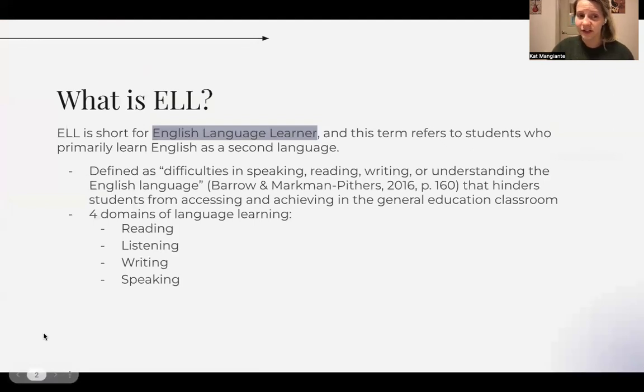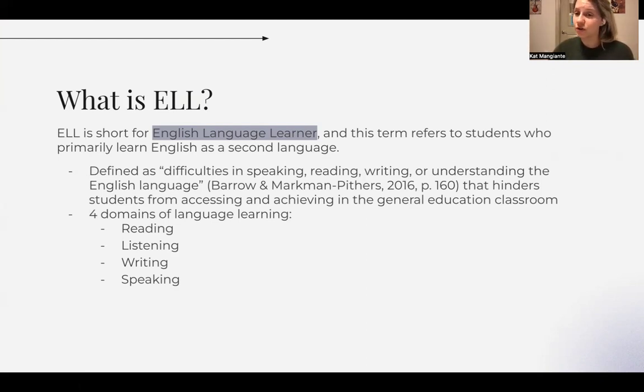So, first, we need to define the term. ELL is short for English language learner, and this term refers to students who primarily learn English as a second language. This is further defined as difficulties in speaking, reading, writing, or understanding the English language, according to research by Barrow and Workman Pithers, that hinders students from accessing and achieving in the general education classroom.